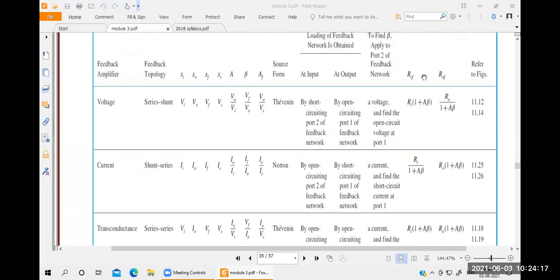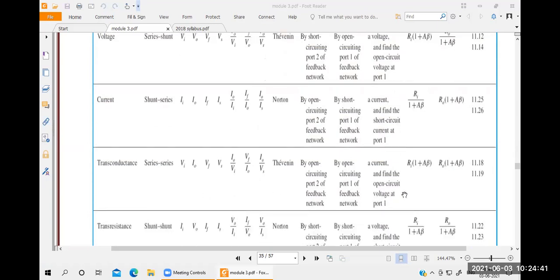After that, you take the RIF equation and the ROF equation. What is the RIF equation for the voltage amplifier? That is Ri into 1 plus A beta, because this is series. ROF means it's a shunt, right? So for that you can write R naught divided by 1 plus A beta. Same thing for the current amplifier. What is RIF here? That is Ri divided by 1 plus A beta. Series means we can write R naught into 1 plus A beta.